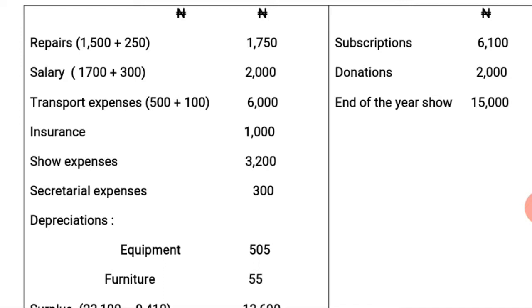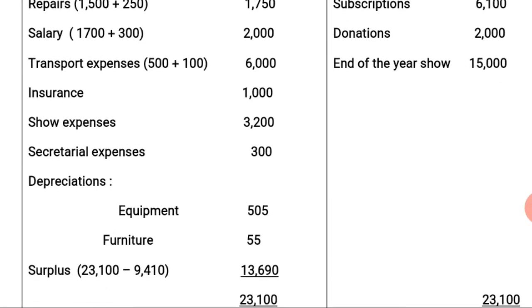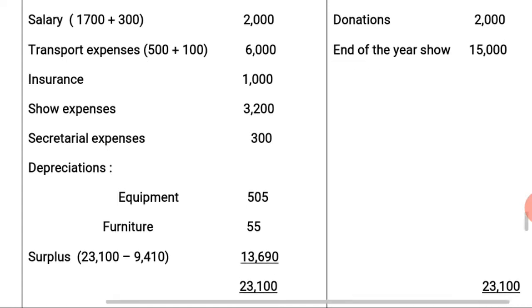Then transport expenses also, you have transport expenses paid in receipt and payment 500 naira. Then you had 100 naira, which is the transport owing as stated in additional information number 3. So 500 plus 100 naira, that gave us 600 naira, not 6,000 naira, 600 naira. Then we have insurance paid as stated in the receipt and payments account 1,000 naira. Show expenses 3,200 naira. Secretary expenses 300 naira.